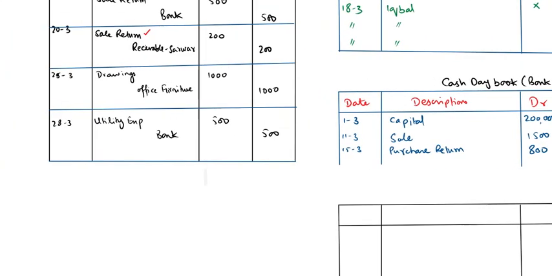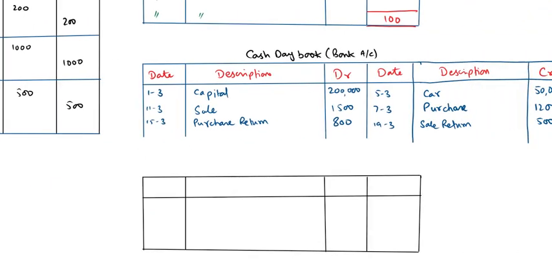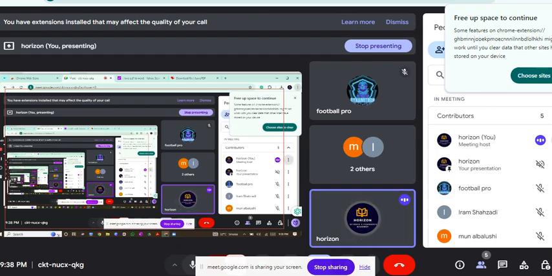For the other transactions, drawings and office furniture, there is no involvement of bank. And the last is the utility expense on 28th March, where the bank decreased by 500 because we paid the utility expense using our bank balance. So the last entry will be 28th March, utility expense, and the amount of expense is 500.